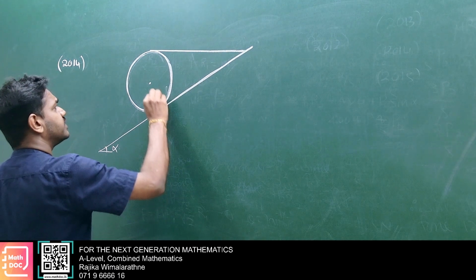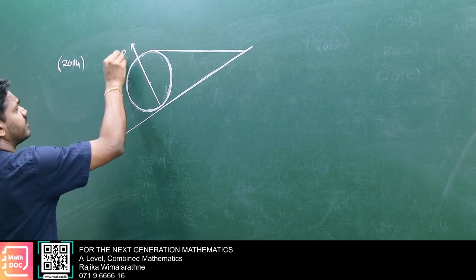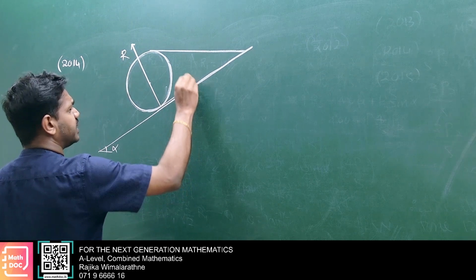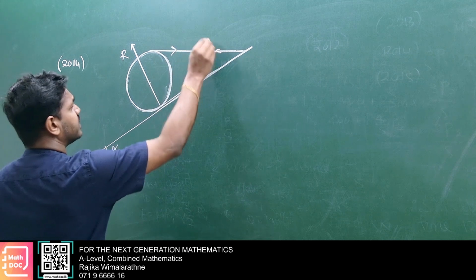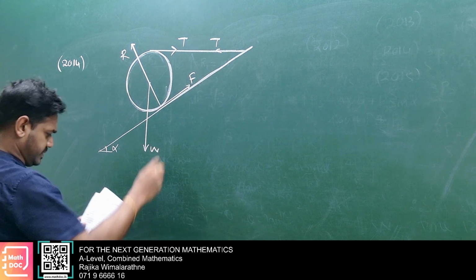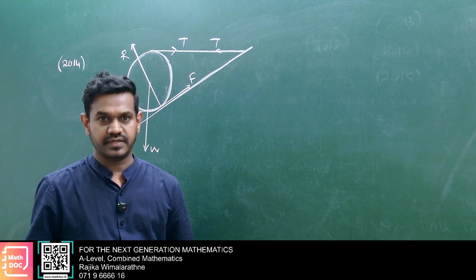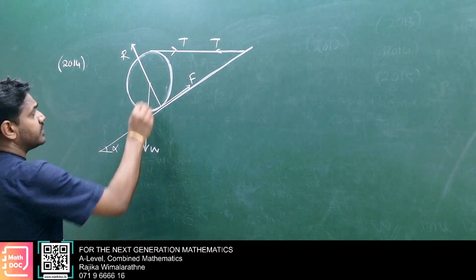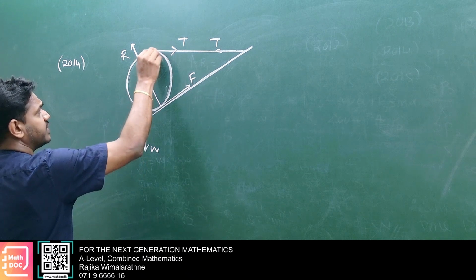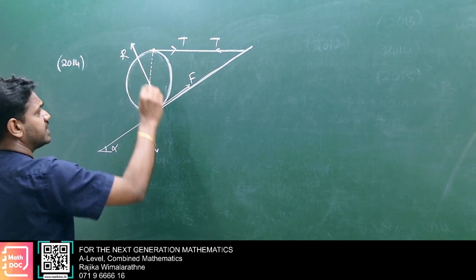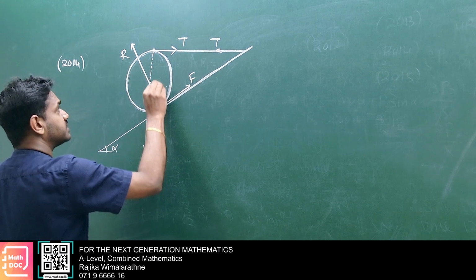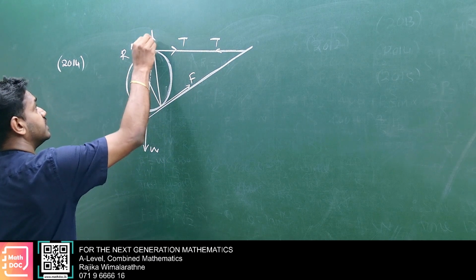Here the reaction passes through the center, friction F opposite to the motion, here tension T, weight W downward. Here tension and weight meet at this point now. Therefore the resultant of friction and reaction must pass through that point.